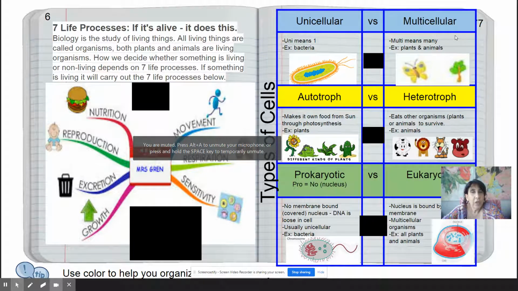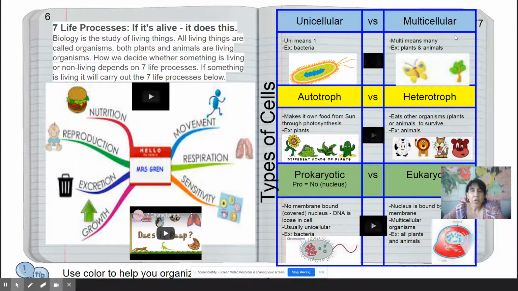Today we are going to continue with looking at different kinds of cells. Yesterday, you did these notes about the life processes, which is: what do things that are alive do? Here are the 7 things that all living things will do, plants or animals, and even bacteria. So on page 7, I know this looks like a lot, but just take it slow.